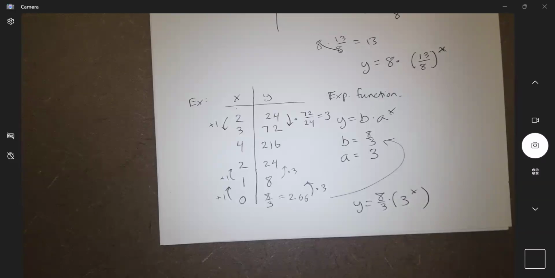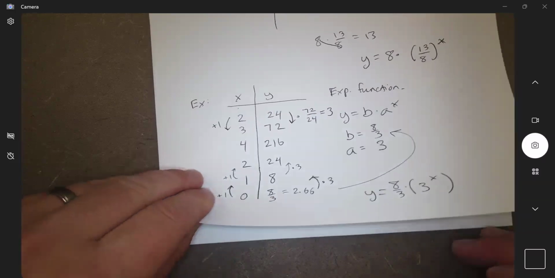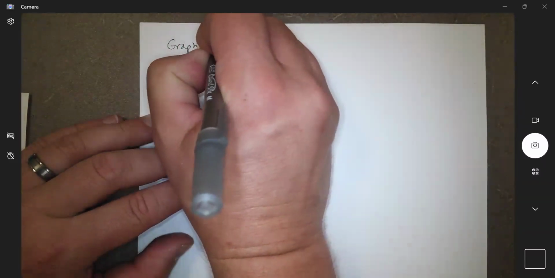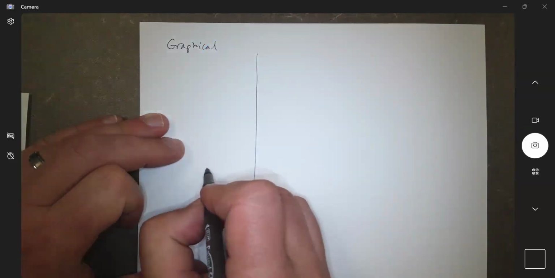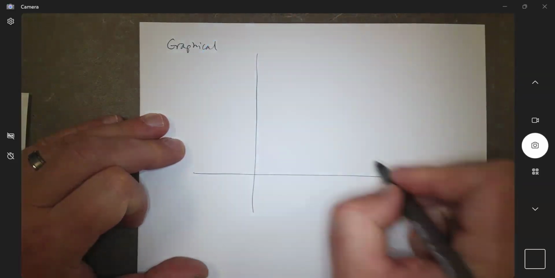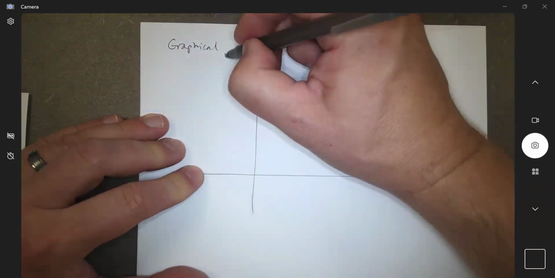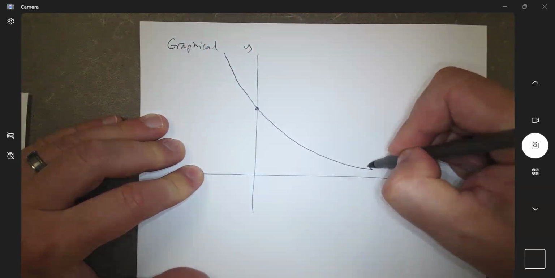Let's look at how to do it with a graph. Now, I don't have a printed graph here, but that's okay. Because you really only need two pieces of information when you have the graph of an exponential function. This one's going to be decay.